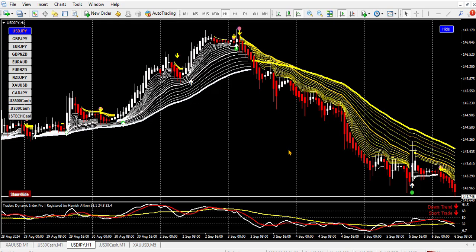Before you take any trade, make sure you check Forex Factory to see if there's any news that may likely affect your trading analysis. Make sure you check Forex Factory.